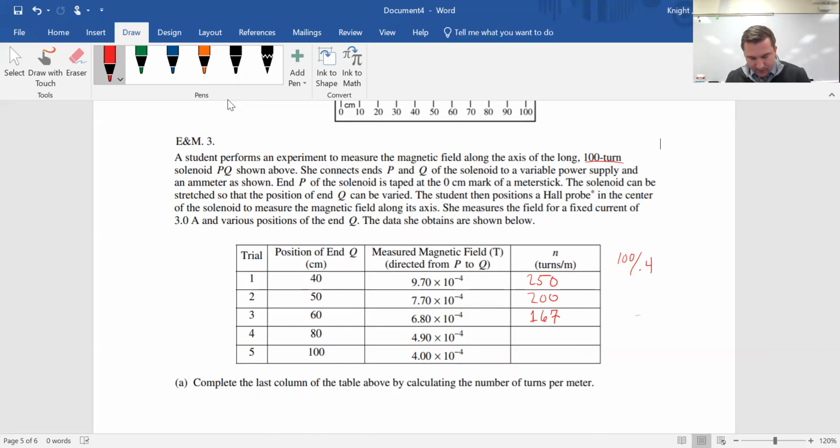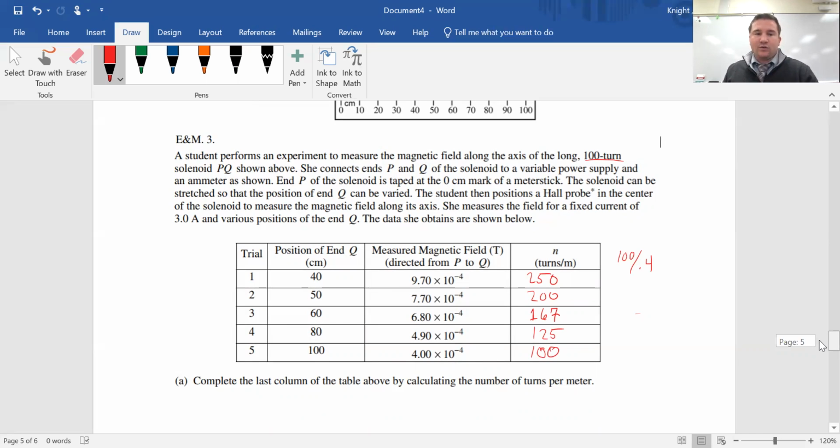100 divided by 0.8 is 125, and 100 divided by 1 is 100. I don't even have to plug that one in. So smart. Okay, so there are our turns per meter.